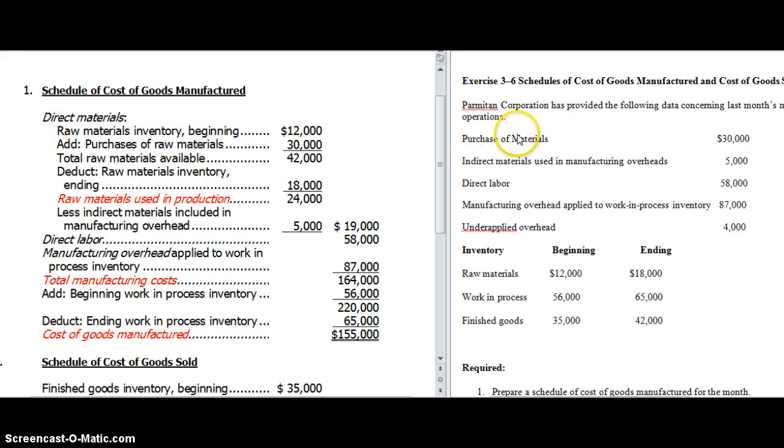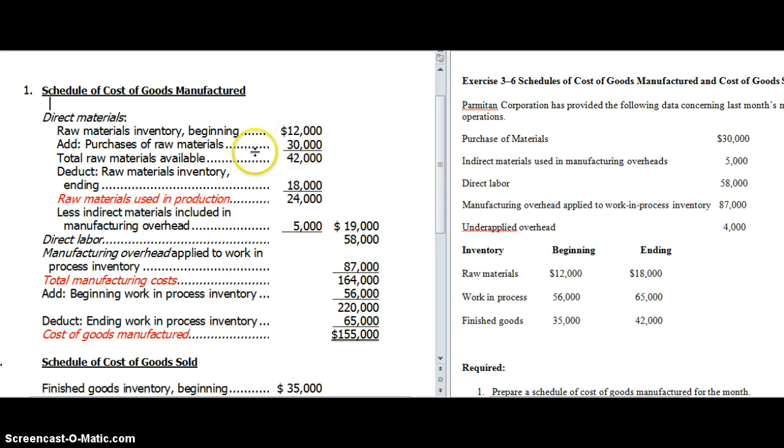If you look into the question, you will not find that direct materials have been given to you in the question. So you have to calculate the direct materials. In order to calculate the direct materials, always begin with the beginning inventory of raw materials. So you will record the raw materials beginning inventory, that is 12,000. To the beginning inventory of raw materials, you have to add the purchase of raw materials from the question, 30,000. So you add purchase of raw materials, 30,000.